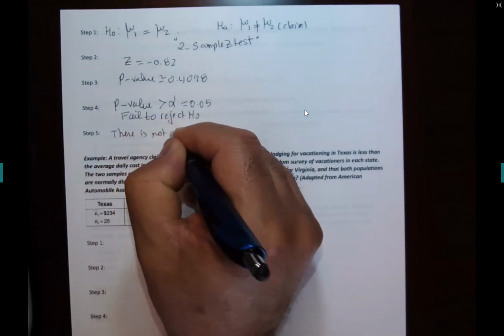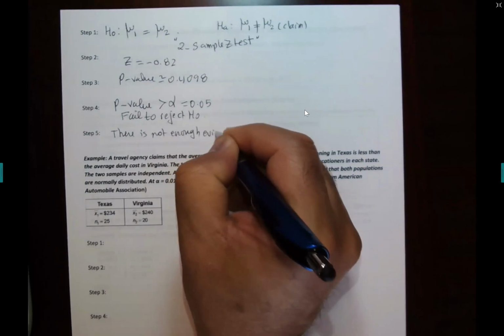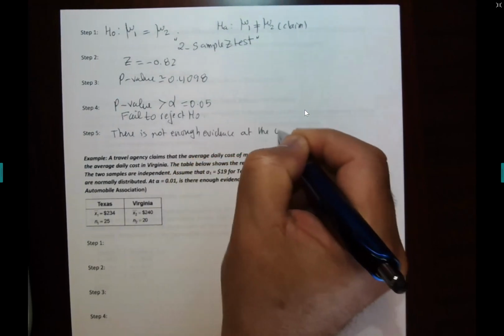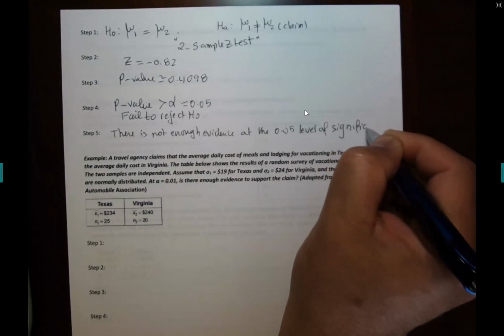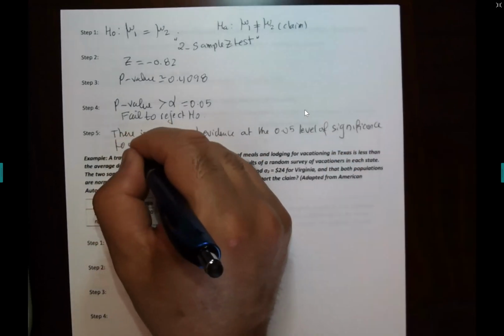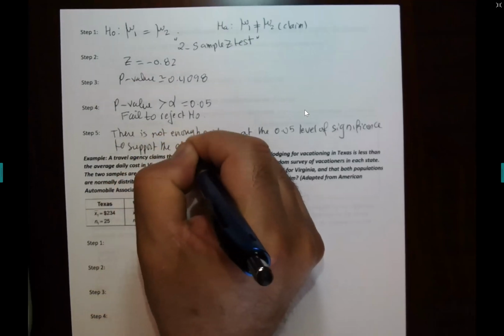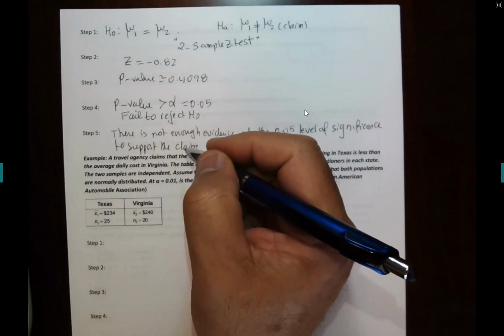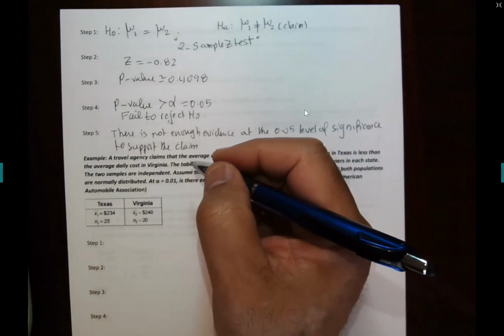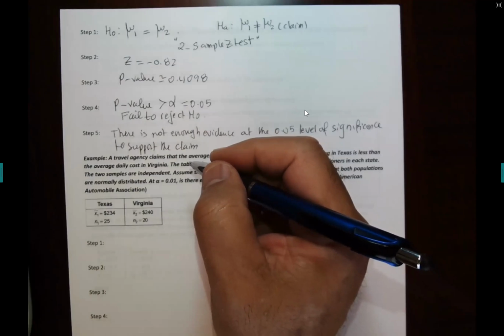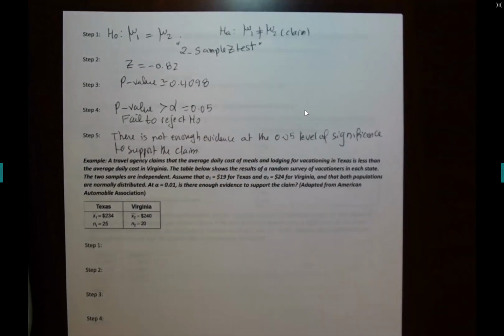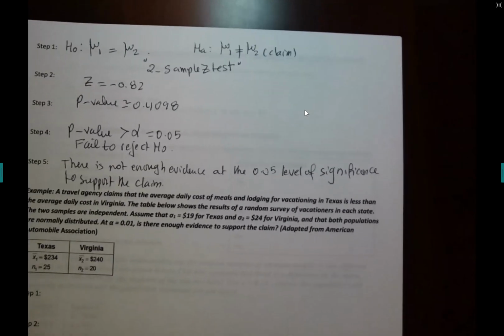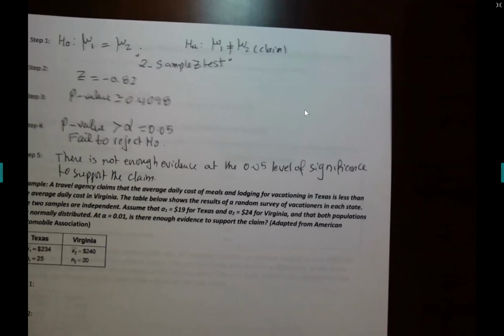There is not enough evidence at the 0.05 level of significance to support the claim. And what does the claim say? To support the claim that there is a difference in the mean credit card debts of households in California and Illinois. We cannot support this claim. Any questions, guys, about this one? Okay, I think we have time to do one more, and we'll wrap this up. All right.